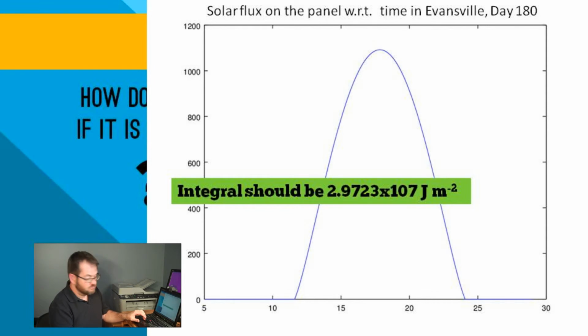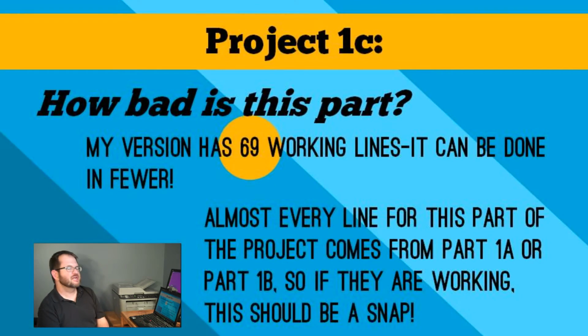Okay, great. What if you don't get it? I've already given you all kinds of examples. Test your solar declination, test to see if it... But honestly, once you get this program together, it's probably going to be fine. How bad is it? Once I deleted the white space in my program and I got rid of the comments, there were 69 working lines in my program.